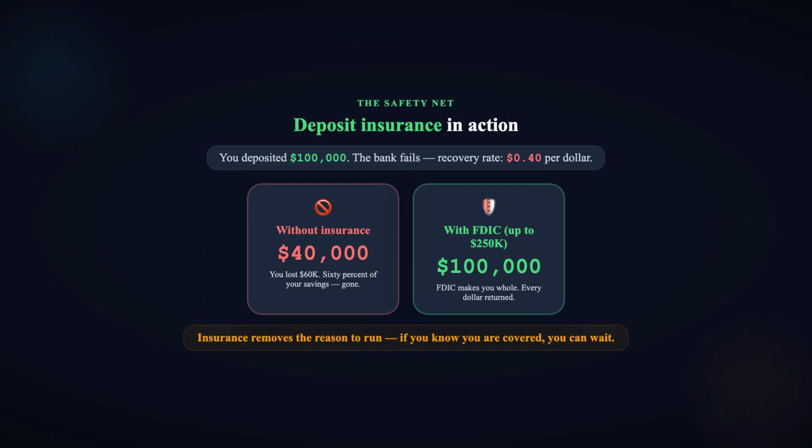That single mechanism, deposit insurance, is what makes bank runs far less likely in modern economies. If depositors know their money is protected up to the limit, the incentive to panic drops sharply.